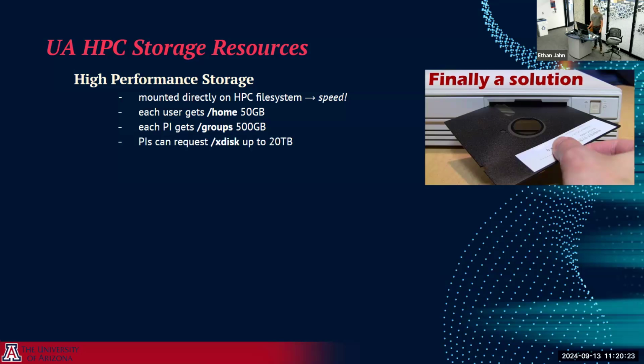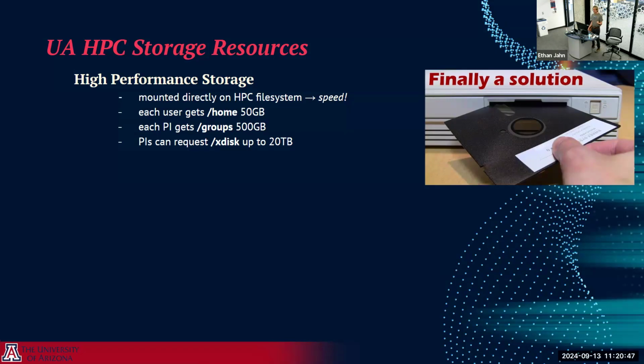And then the third main share on the HPC high performance storage is called XDisk, or also sometimes called project space. This is a temporary allocation. So home and groups are permanent while XDisk is temporary. 300 days is the time limit for an XDisk, and you can request up to 20 terabytes. All of these are free.